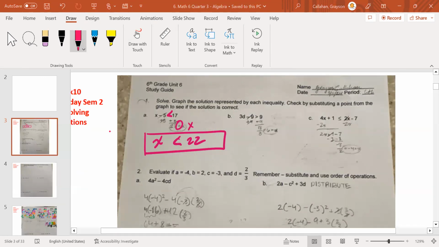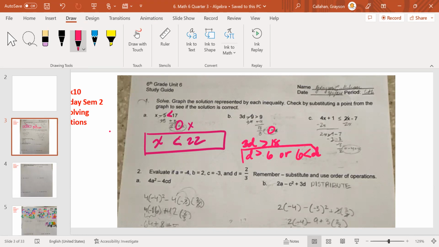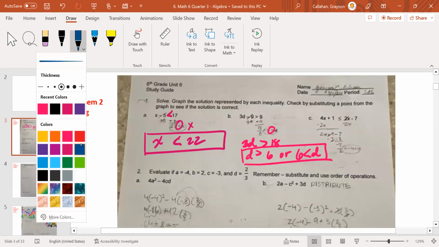Okay, for B, add the 9 on both sides. 3D is greater than 18. Divide it. D is greater than 6. Again, you need to make sure you have the sign. You can either have it like this. Do you see how the greater sign is eating the letter D? Or you can have it like this. Do you see how you can change them though? Okay, but you need to make sure you have the signs. If you don't have the signs, she's gonna mark you wrong.